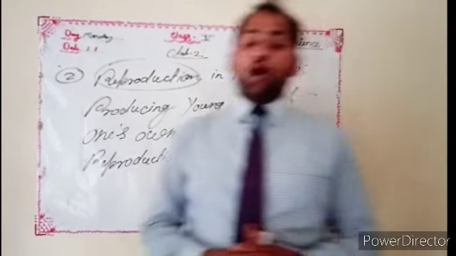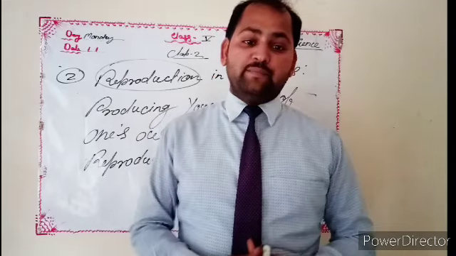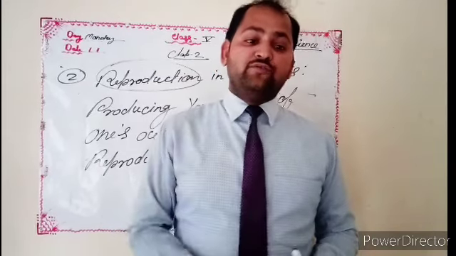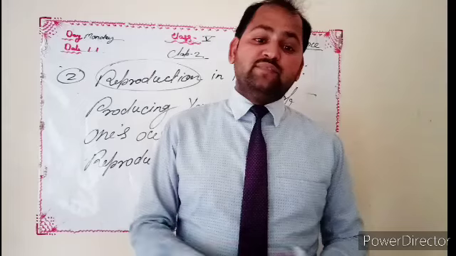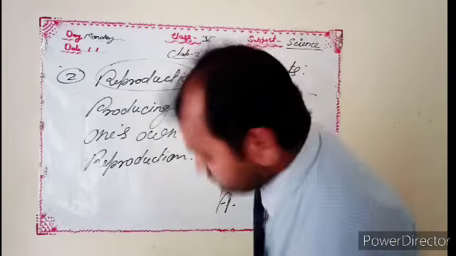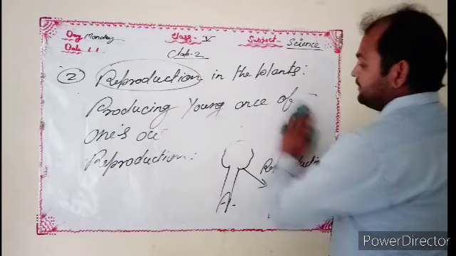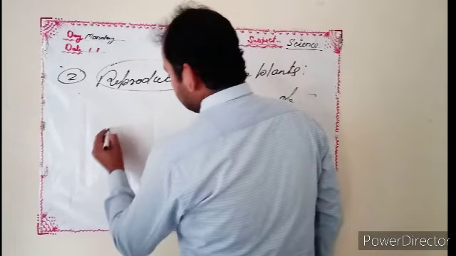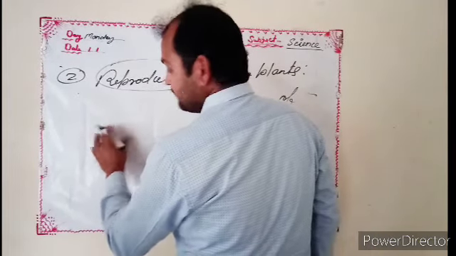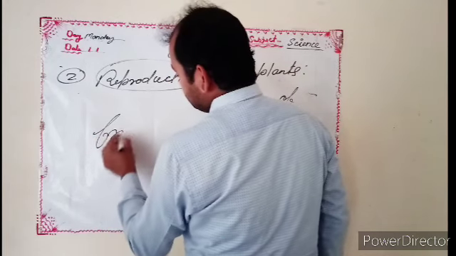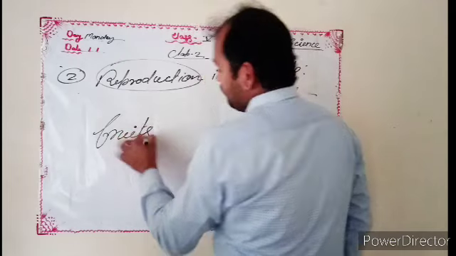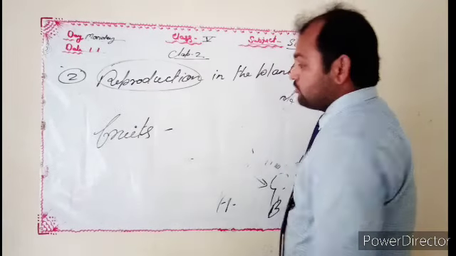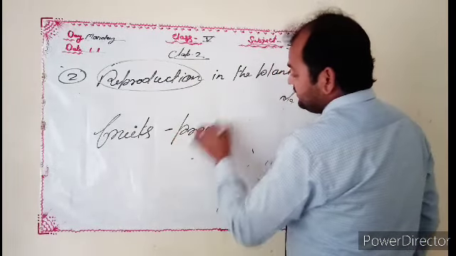Plants grow fruits on them. These fruits have seeds within them. Some fruits have a few seeds, while others have many. Fruits produce seeds.